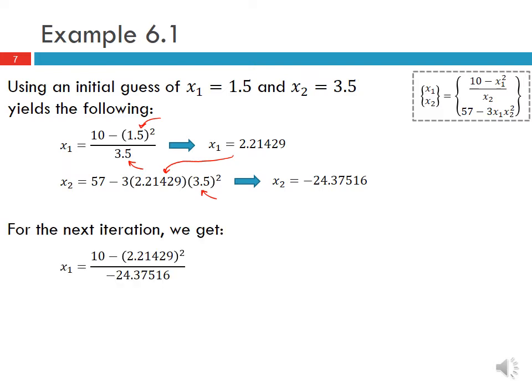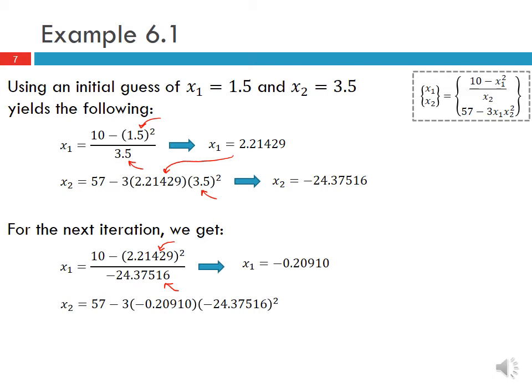For the next iteration, we do the same thing. So again, x1 is given by our first equation, so 10 minus x1 squared. So now we're using our updated value for x1, which we put in here, divided by x2, which is again our updated value. So our next estimate for x1 is negative 0.20910.